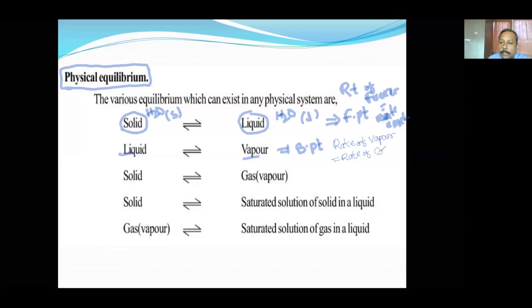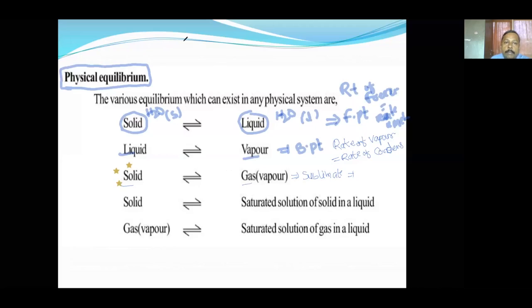Rate of condensation. Condensation means converting from gas to liquid. In the same way, solid to gas. Solid to gas is only possible when they sublimate. When they sublimate, only then is it possible and will it take place. This is more important. I will put a star mark so that you get an idea what to study during your revision.